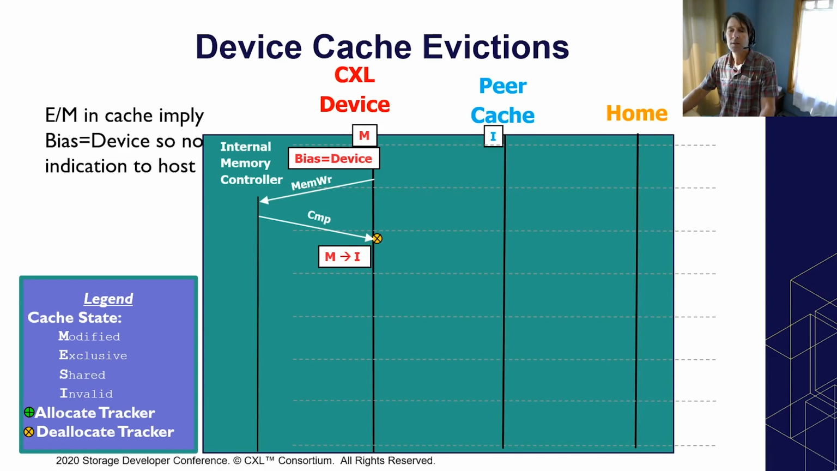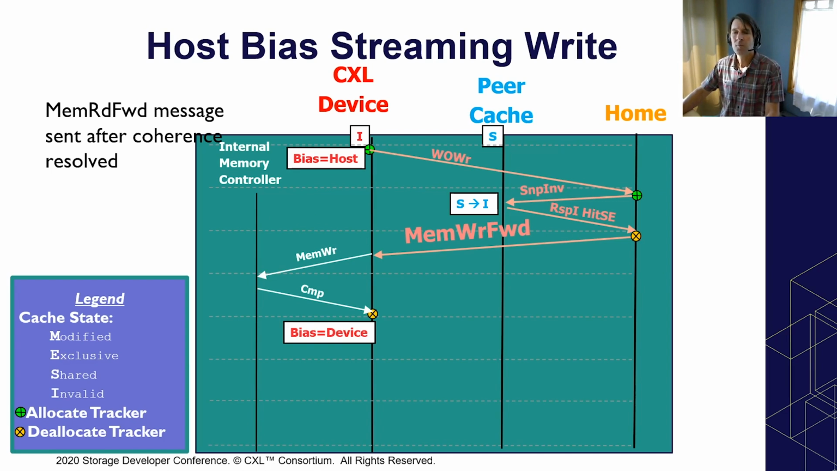And similarly, when a device cache has written data within the cache and that data is modified, it's inherently in device bias. So the device is allowed to write the data directly to its internal memory controller with no indication to the host and transition its cache state from M to I. Now for a streaming write case, specifically where the bias is in host bias, the device doesn't have cache state, but it wants to write memory.